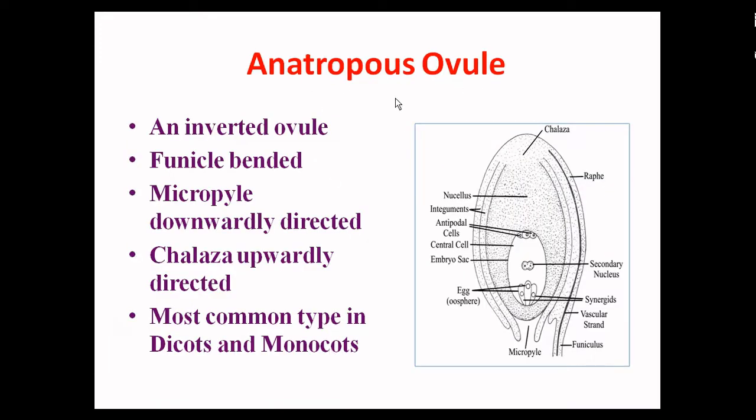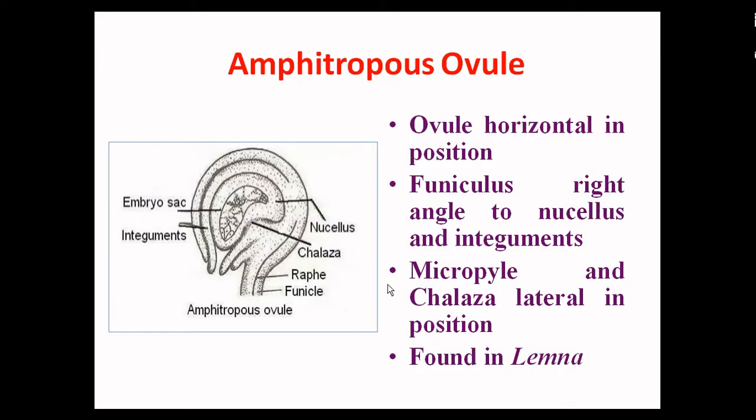Next type of ovule is anatropous ovule. This is an inverted ovule having a bended funicle, and because of that the micropyle is downwardly directed and chalaza is upwardly directed. So it is the most common type in the dicot and monocot plants.